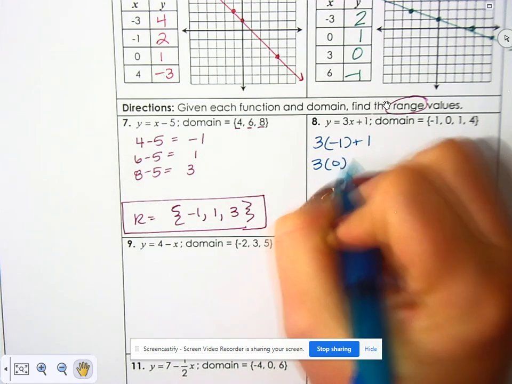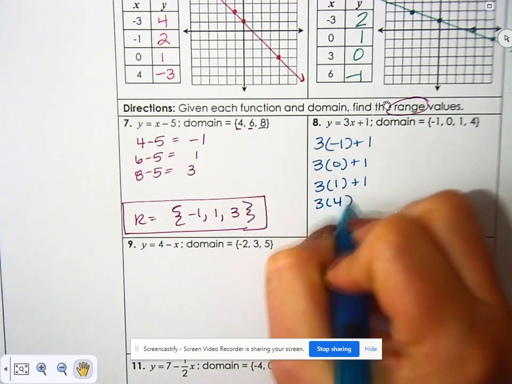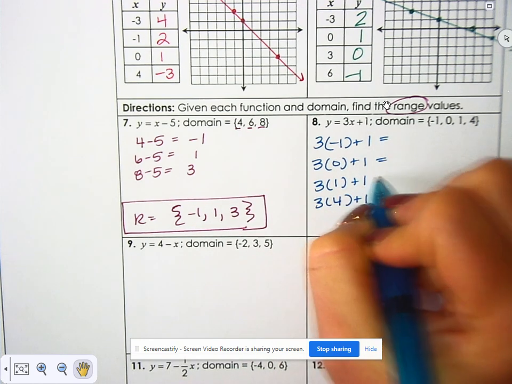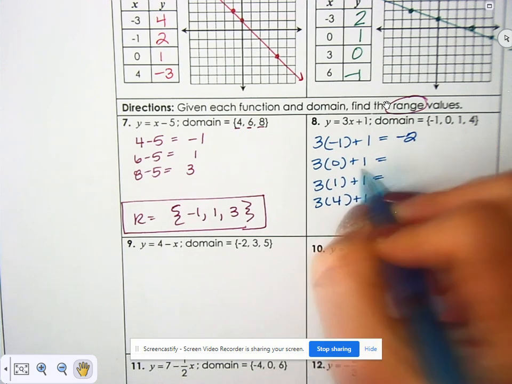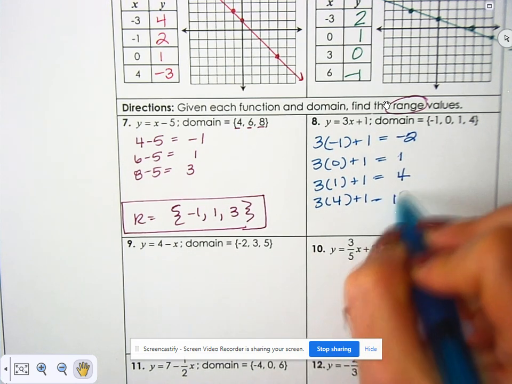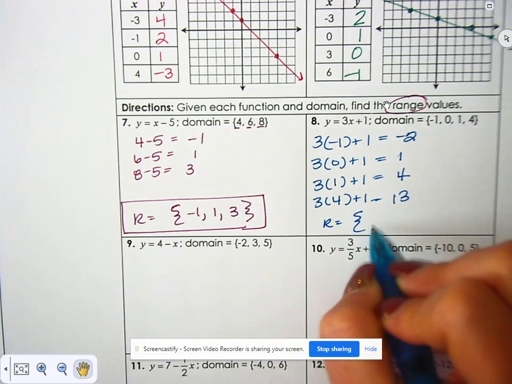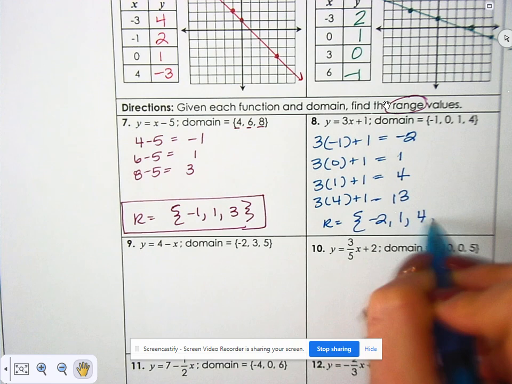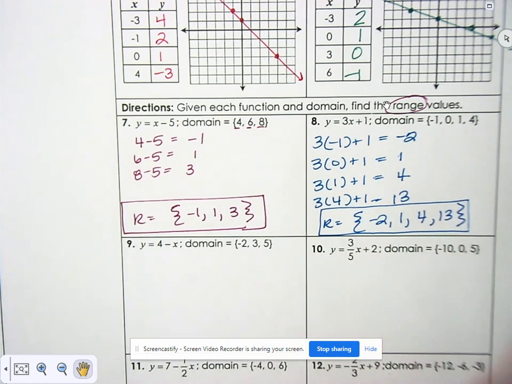3 times negative 1 plus 1. 3 times 0 plus 1. 3 times 1 plus 1, and 3 times 4 plus 1. That's negative 3 plus 1, which is negative 2. 0 plus 1 is 1. 3 plus 1 is 4. 12 plus 1 is 13. So again, in order, negative 2, 1, 4, and 13.